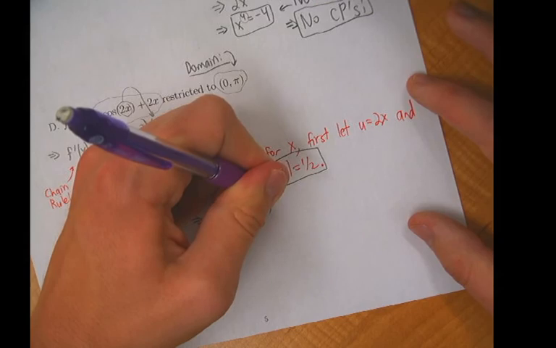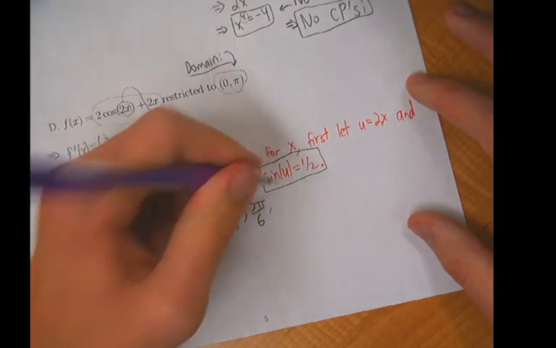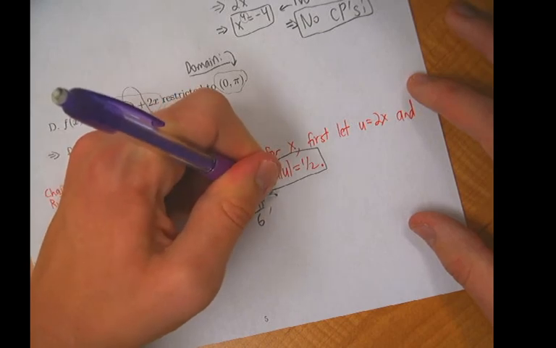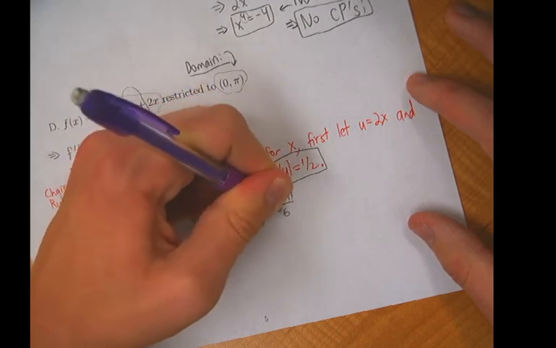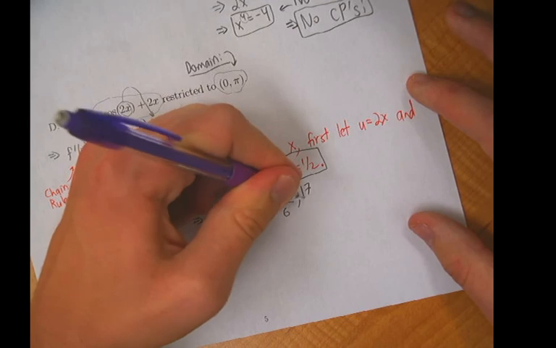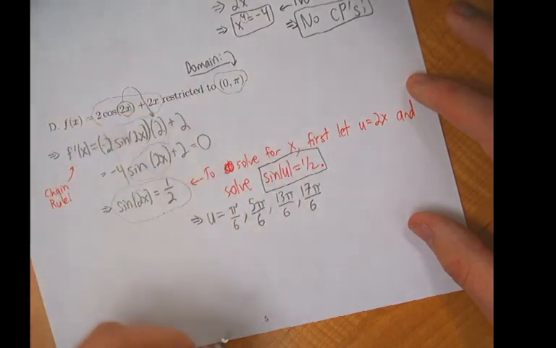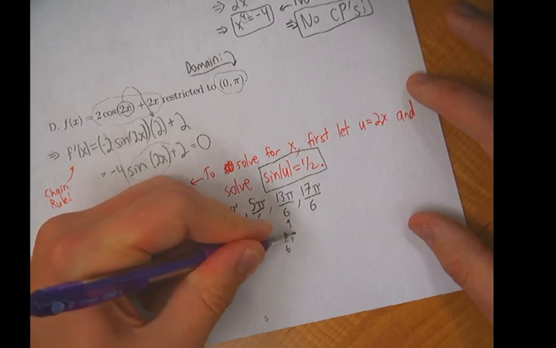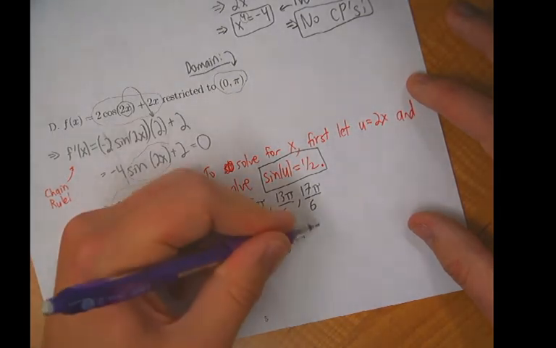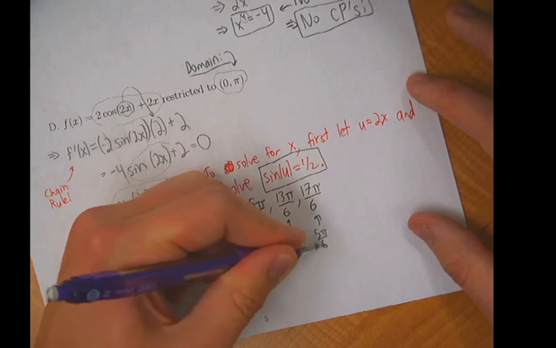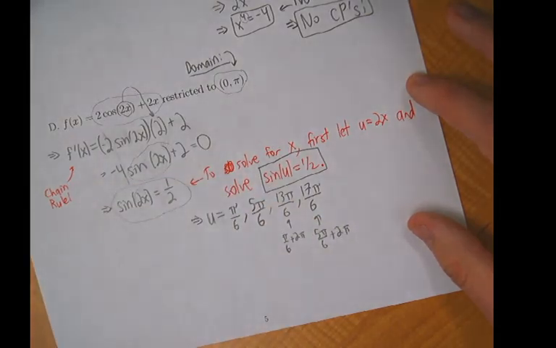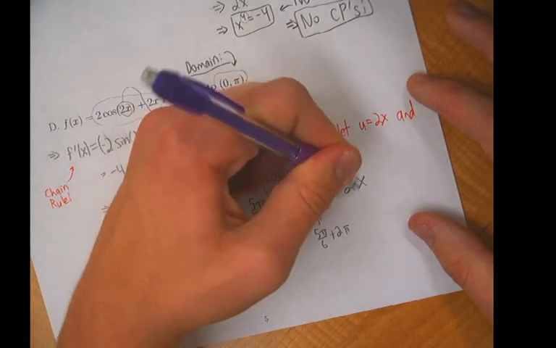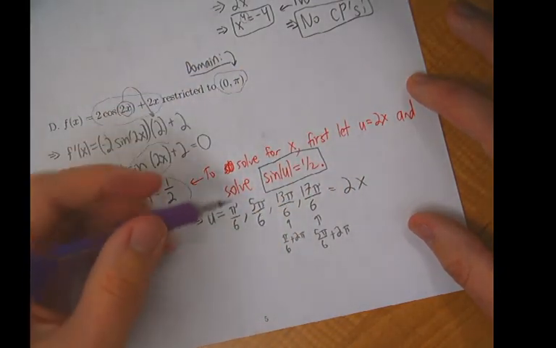So what I mean by that is that if I add 2 pi to these, these should also satisfy this equation here. So we have 13 pi over 6 and 17 pi over 6. Because these are pi over 6 plus 2 pi and 5 pi over 6 plus 2 pi. Okay? So remember, these are still equal to 2x here.